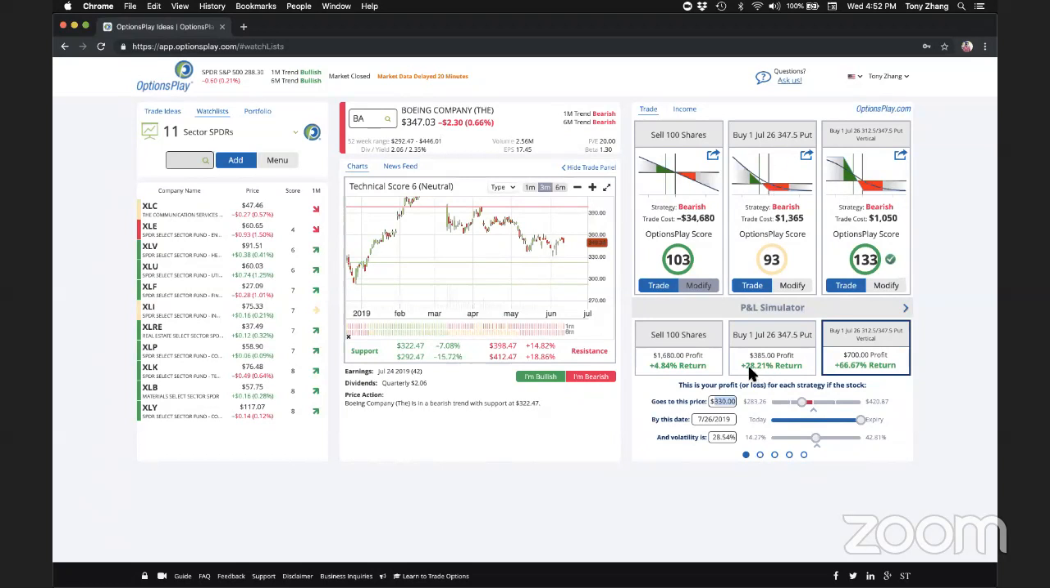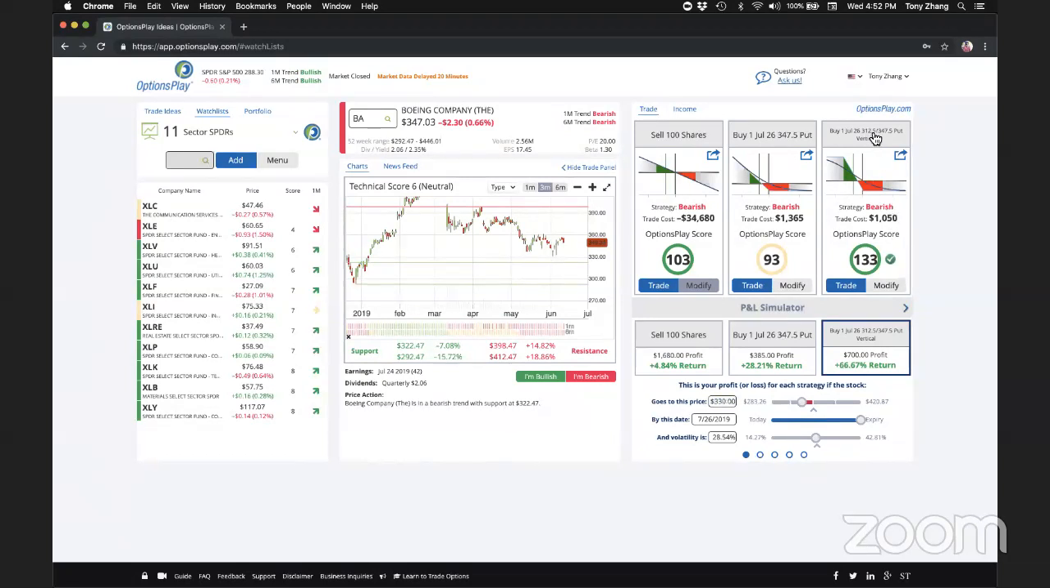So if you bought this put, you make $385, which is a 28% return, versus only a 4% return if you had shorted the stock. Conversely, on the right-hand side, you make a $700 profit, which is a 66% return. So you can really start to see the difference between these two strategies.